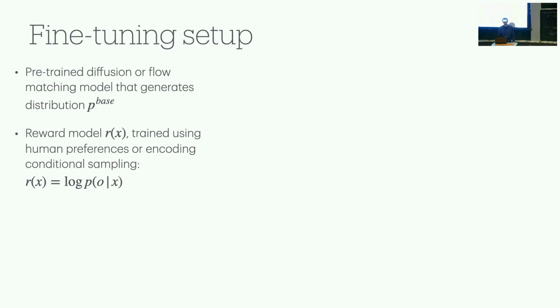Or you can also think of reward models that encode conditional sampling. If you plug in rewards of this form, where basically the reward is the log likelihood of some observable, then you'll end up performing conditional sampling, which is, as I understand, very related to what you discussed earlier on. So all of this is to say that when you fine-tune, you can also aim for doing better conditional sampling than what you would do at inference time or with other techniques.